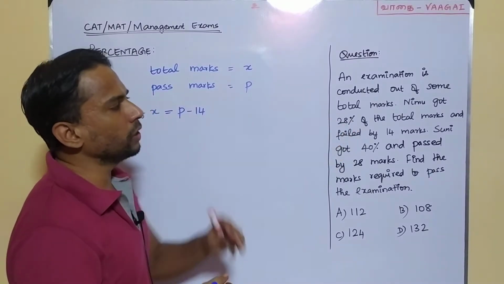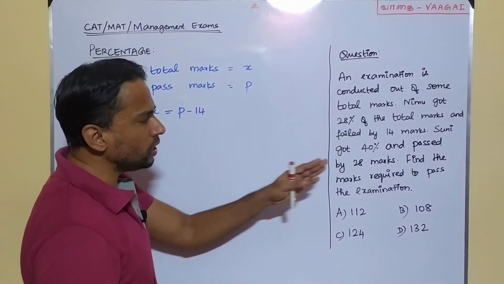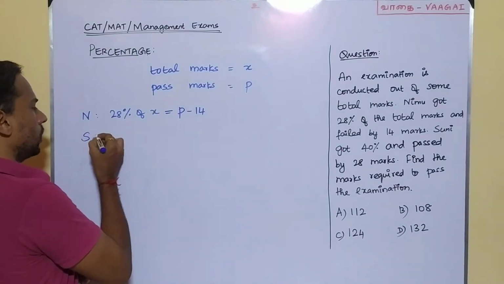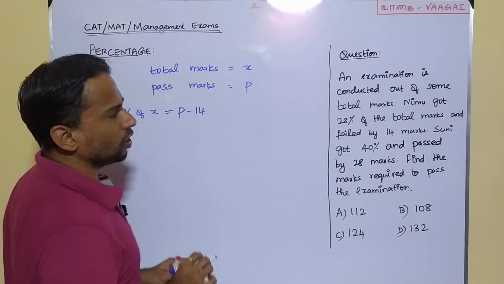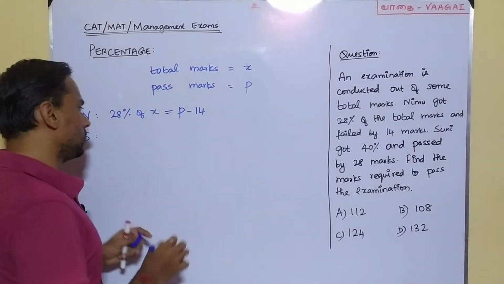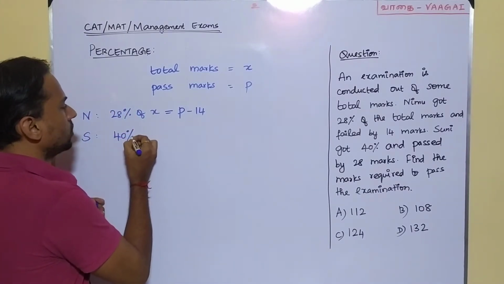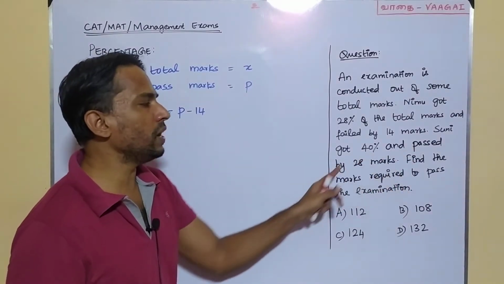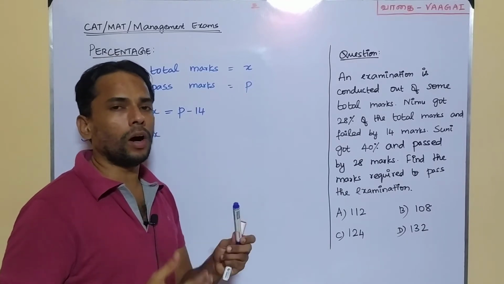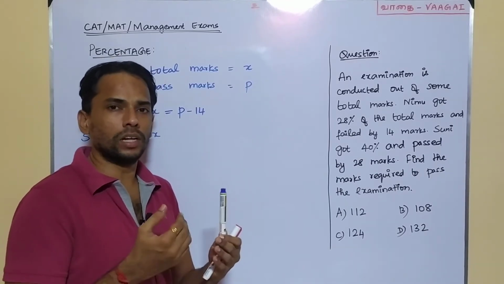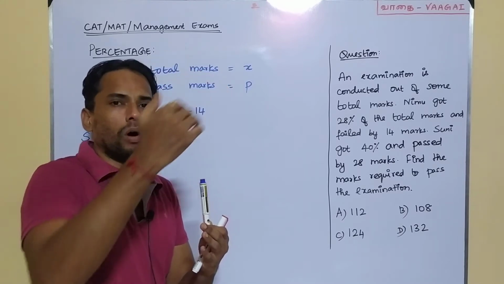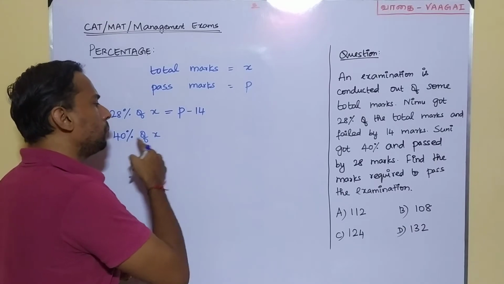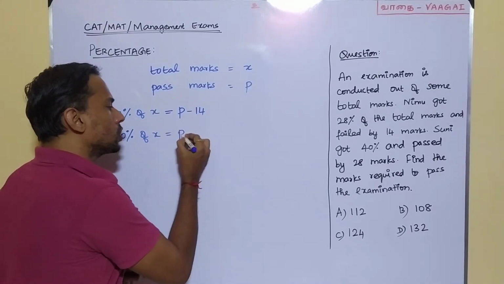Coming to the next student, Suni is getting 40% of the marks. I'm going to name the second student S. S is getting 40% of the marks, so that means 40% of x. And Suni passed by 28 marks. What do you mean by passed by 28 marks? It simply means it is 28 marks more than the pass mark. So I can equate this 40% of x to the pass mark plus 28.